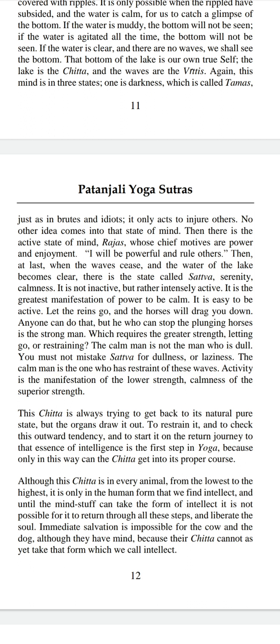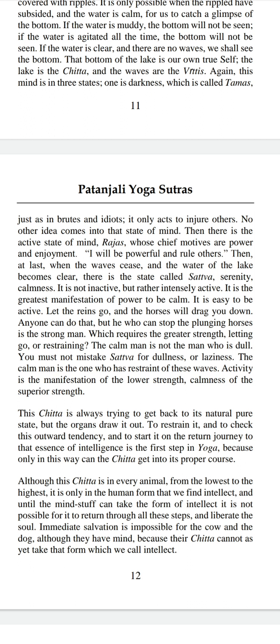Then at last, when the waves cease and the water of the lake becomes clear, there is the state called sattva, that is serenity, that is calmness, that is peacefulness. It is not inactive, but rather intensely active. It is the greatest manifestation of power to be calm. Greatest show of power is to be calm.